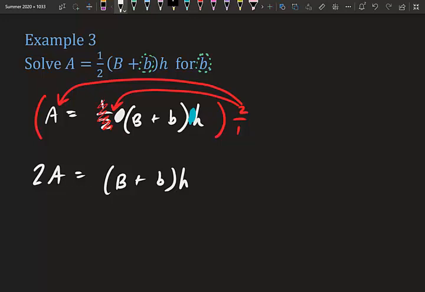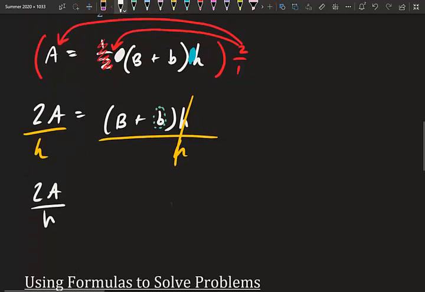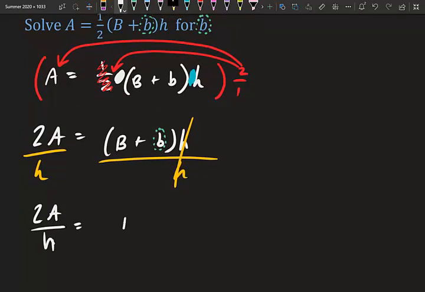All right, so let's keep going. We have 2a equals b plus little b times h, and again, our goal is to get little b by itself. So outside of the parentheses, we still have something. We have b plus little b times h. So the opposite of times is divide. So we're going to divide both sides by h. And when we do, we're left with 2a over h equals b plus little b.